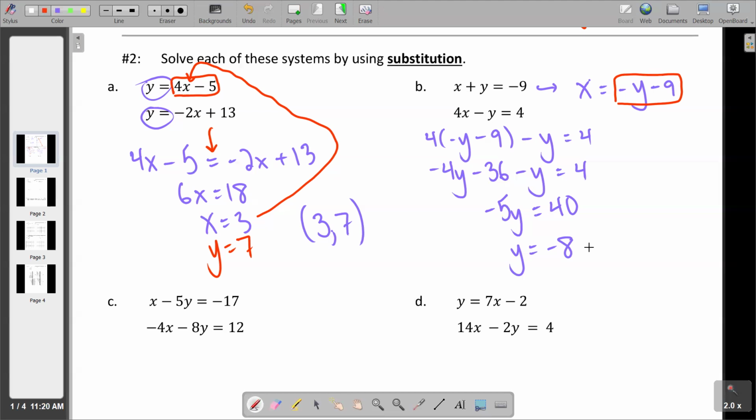You have some choices. So if you take negative 8 and put it right here, the negative of negative 8 is 8, and 8 minus 9 is negative 1. So x is negative 1. Bottom line, at the end of the day, we all should have arrived at this conclusion. Negative 1, negative 8 is the answer. That is it. All right, problem C.